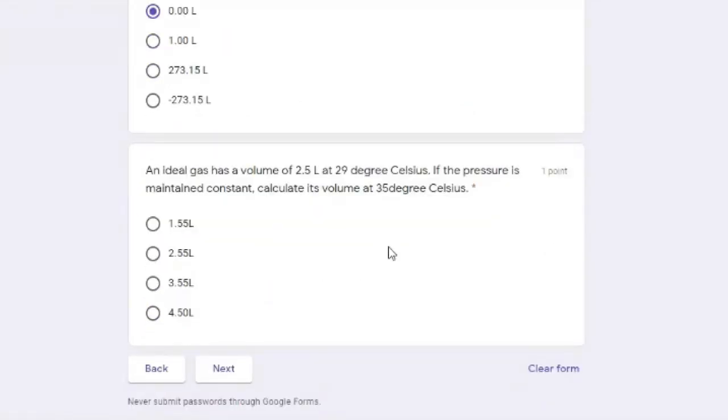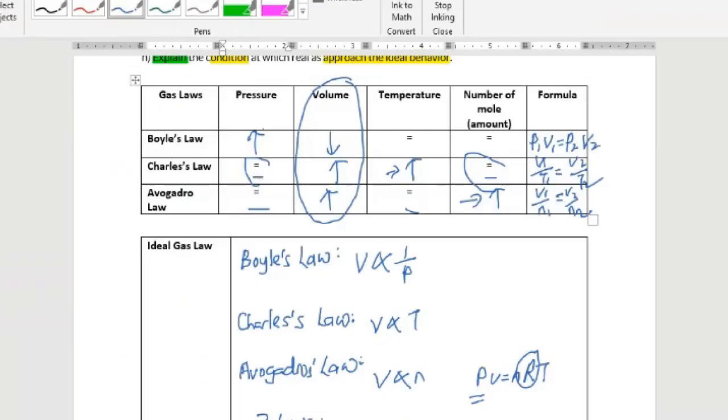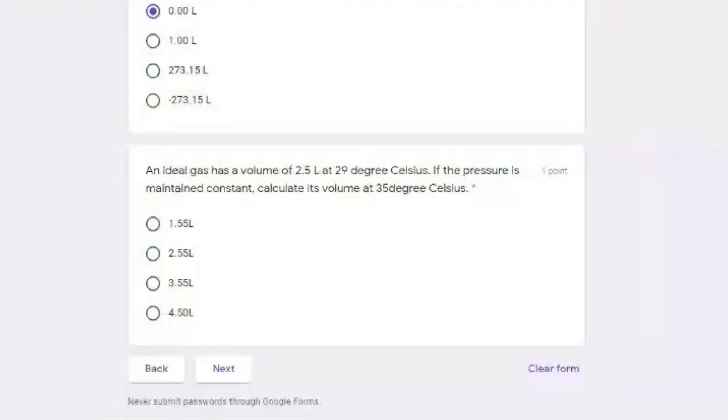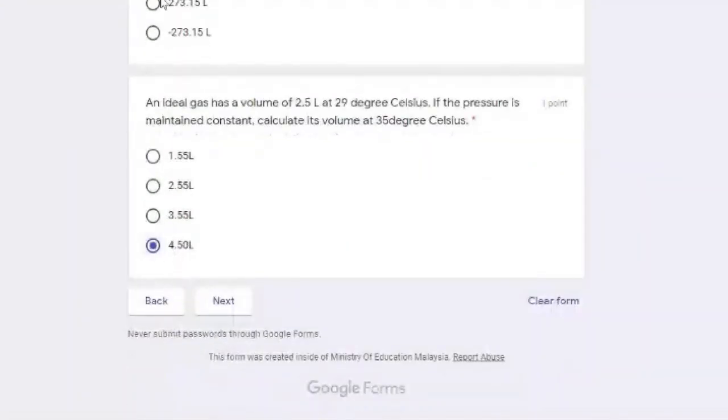And then this one you need to perform the calculation. We actually apply which law? Volume 2.5, 29 degrees Celsius. Remember, change to absolute temperature. If the pressure is maintained constant, calculate the volume at 35 degrees Celsius. So this is related with temperature and volume, meaning that you are applying Charles' law. Am I right? Yes. You try to apply Charles' law and get the answer.